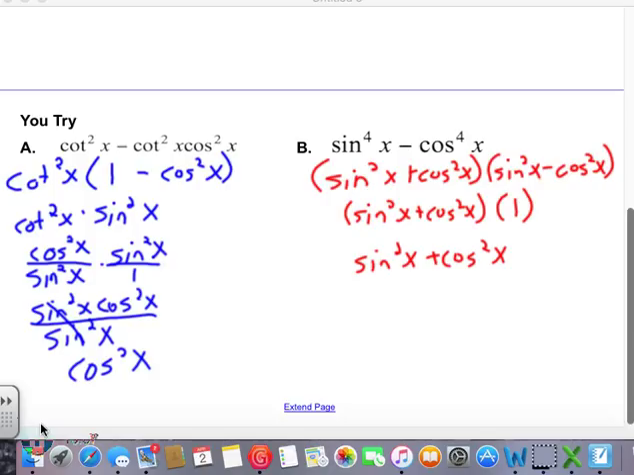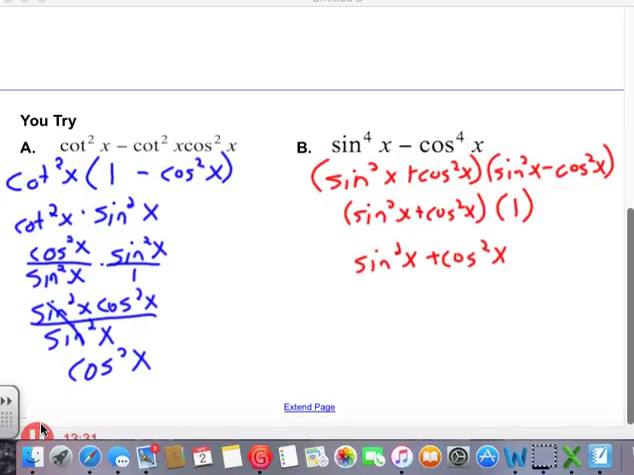So on top we get sine squared, cosine squared, and on bottom we just have sine squared. Then our sine squareds cancel, so all we're left with is cosine squared of x. All right, be careful right there. You don't think to use sine squared plus cosine squared equals 1, because you're not adding sine squared and cosine squared, you're multiplying it. Okay, so you can't change that to 1 because they're not adding, they're multiplying.